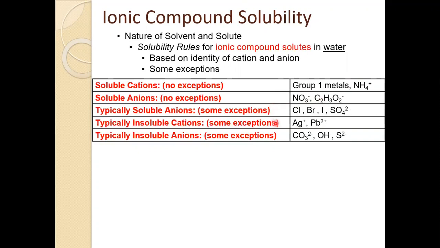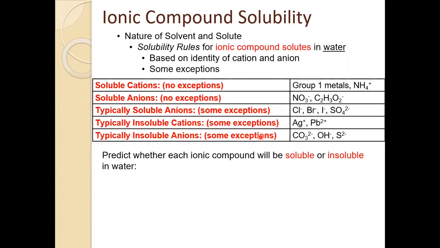The others are a little bit harder because they have exceptions. Chloride, bromide, iodide, sulfate ions are typically part of soluble compounds, but there are some exceptions. Typically, silver and lead are part of insoluble compounds. There are some exceptions. And finally, the anions carbonate, hydroxide, and sulfide are typically part of insoluble ionic compounds, but there are some exceptions. So what we want to be able to do on homework, even on exam, is predict for each of these substances whether we expect to be soluble or insoluble in water, basically apply the solubility rules.